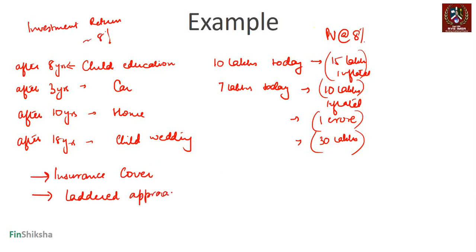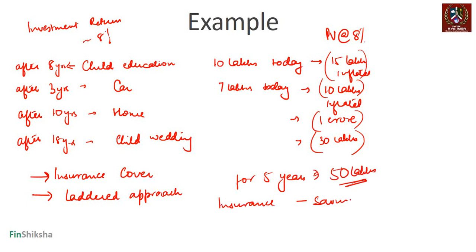If the person survives for 5 years, then the person would have saved, let's say, 50 lakhs already from the current income. So from your insurance, you don't need 50 lakhs. Insurance minus saving: over life, saving increases. So you don't need the 50 lakhs in that context, right?